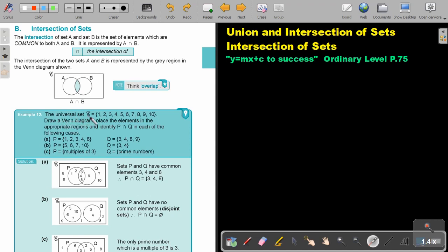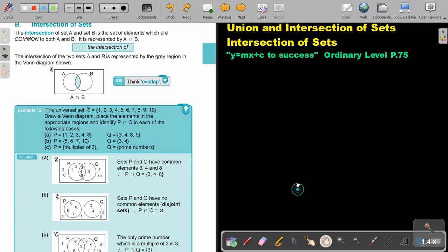The universal set E is the numbers up to 10. Draw a Venn diagram, place the elements in the appropriate regions and identify P intersection Q in each of the following cases. Okay, so let's start by looking at the first one.